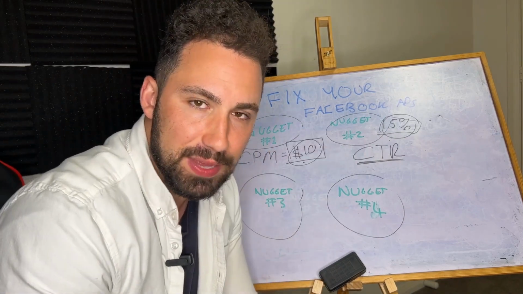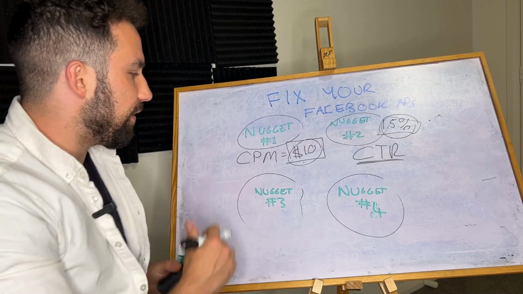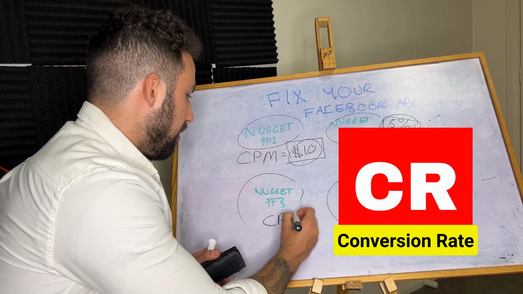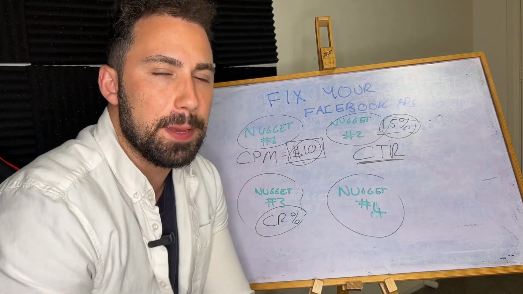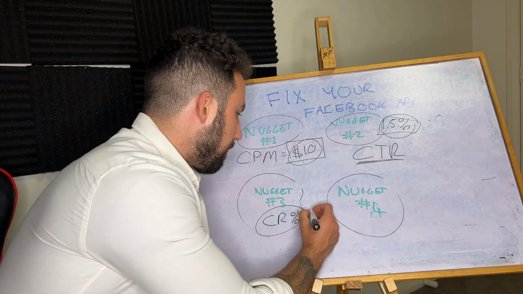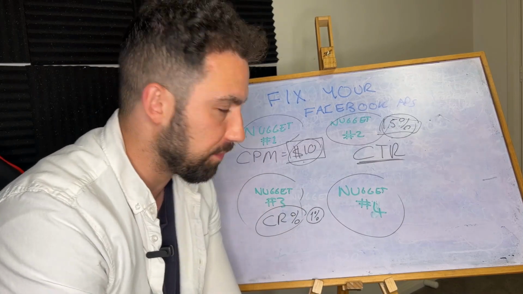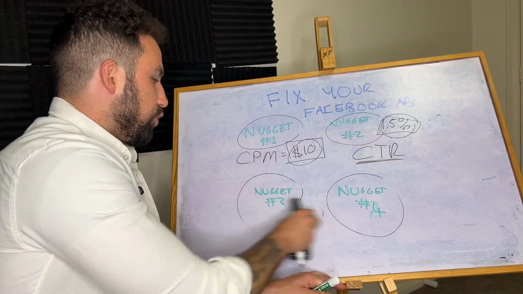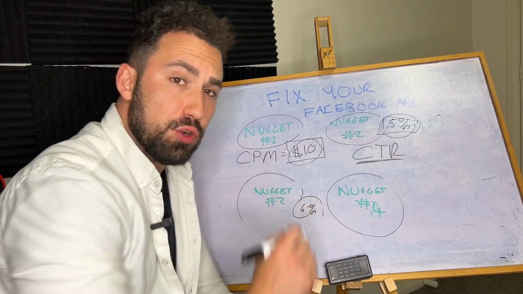What is the next thing that we have to look at? The next thing, guys, Nugget 3, I'm revealing Nugget 3: it is your conversion rate, CR. If you are selling a product that is about $300, your conversion rate is going to be around 1%. But you want to aim above 1%. If your product is under $100, you want to aim above 4%.